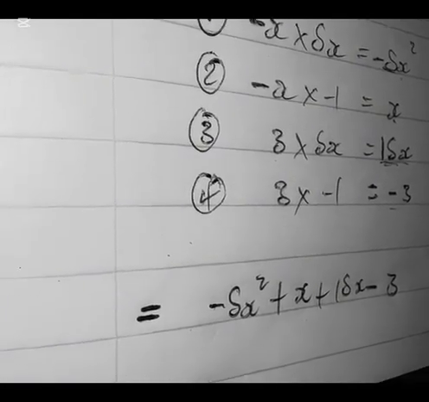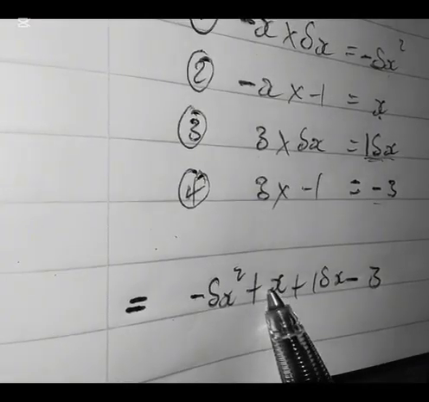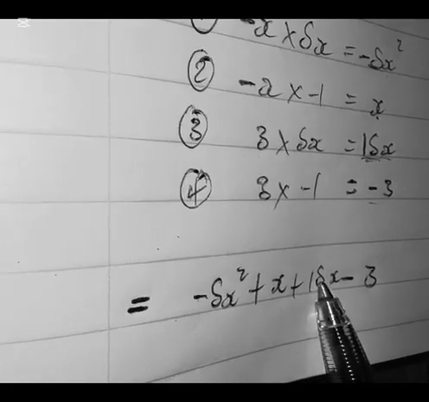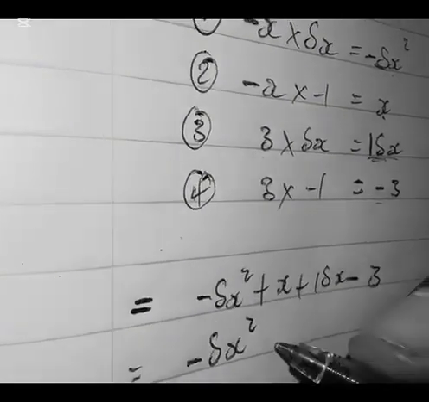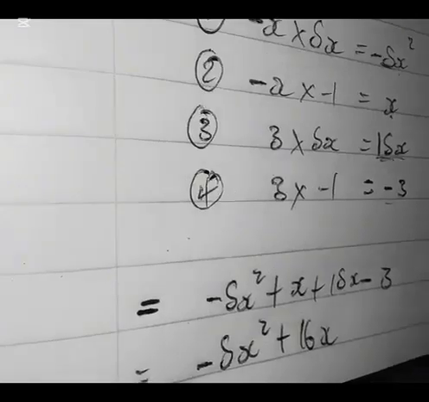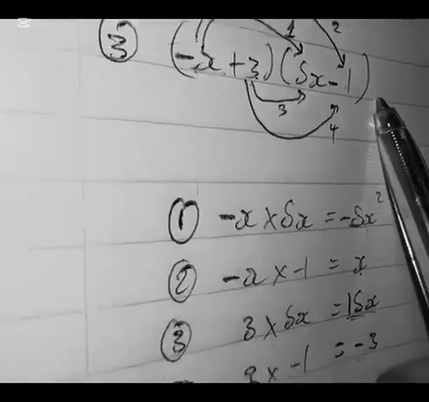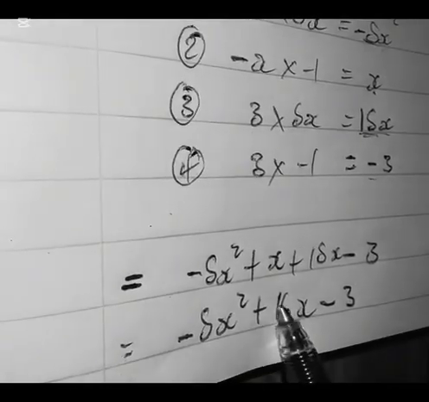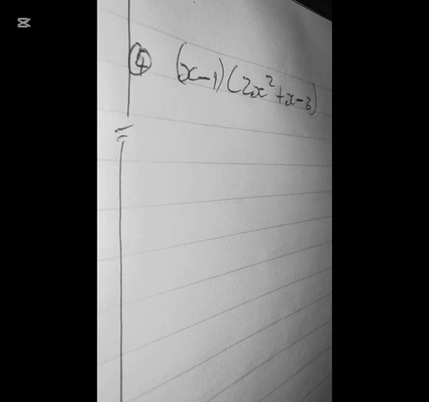Then from here one can know that x and 15x are like terms. So we add the coefficients, 1 plus 15, and globally we have negative 5x squared plus 16x minus 3. So this means the product of this expression is negative 5x squared plus 16x minus 3. Now in this example, you can see the format here is different from format number 1, number 2, number 3.